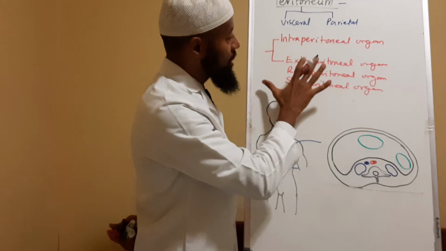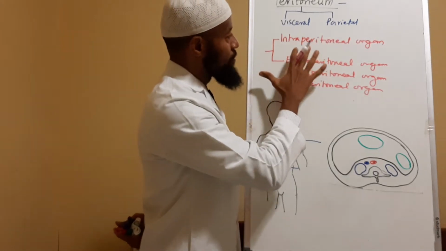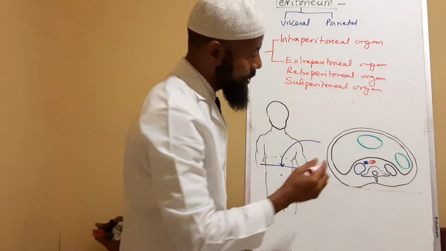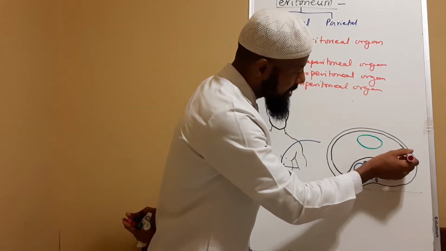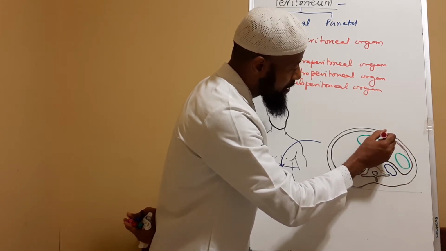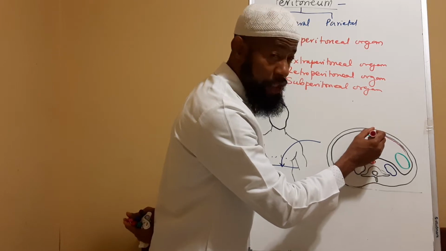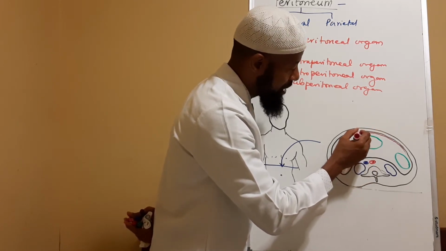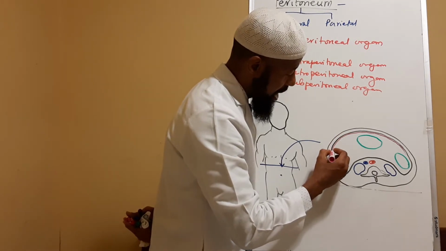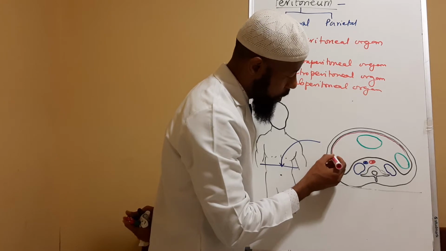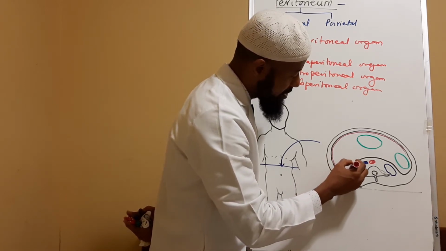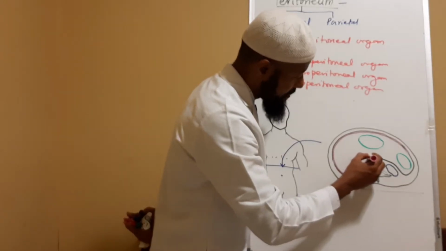Okay, so we want to talk about the visceral peritoneum and the parietal peritoneum. What is lining the inside surface of the abdomen is your parietal peritoneum. That's your parietal peritoneum lining the inside surface of the abdomen, the anterior abdominal wall. Okay? It's lining everything. That's it.